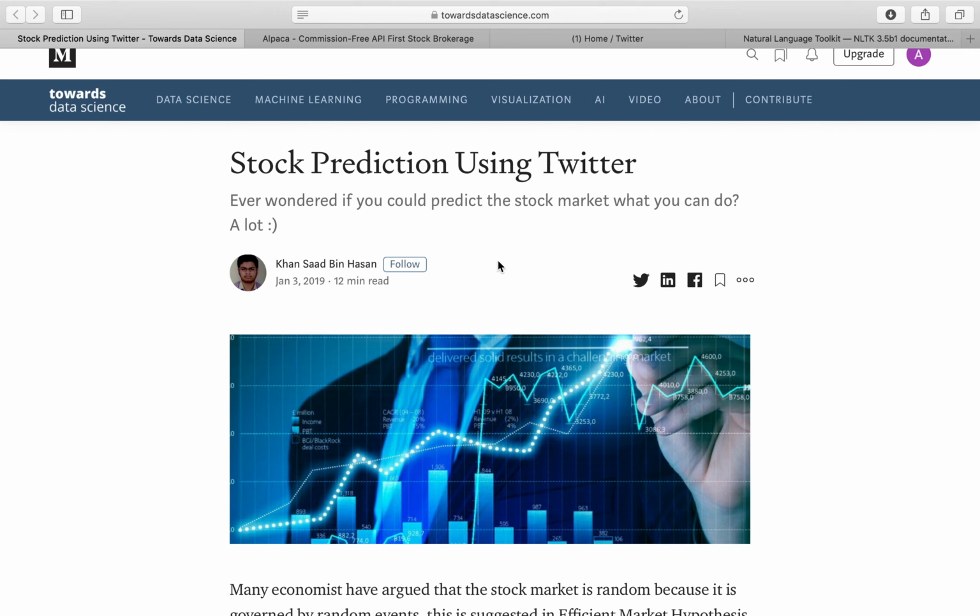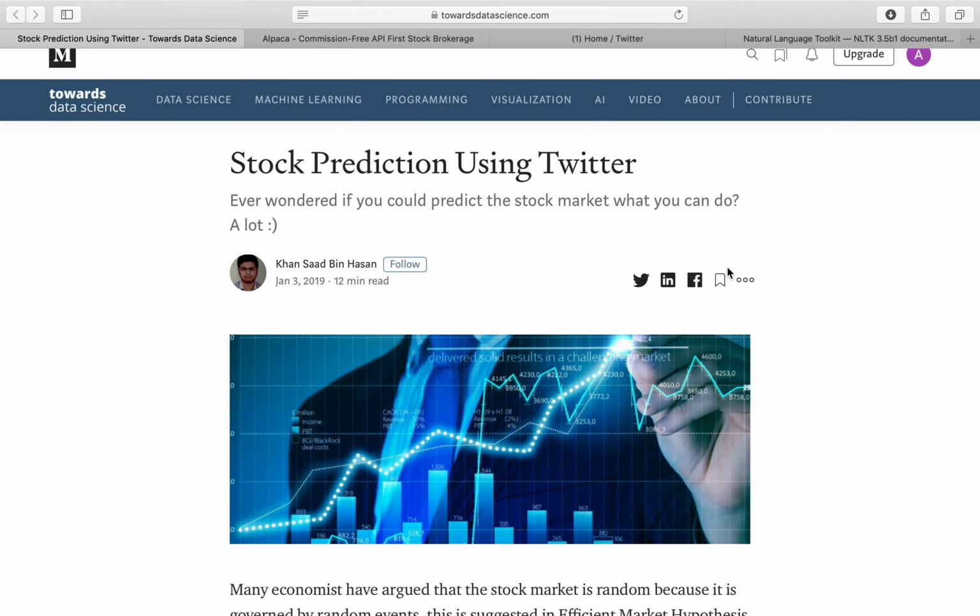For a long time, I've had a fascination with the stock market. And ever since I read this article, I've just been dying to do this. So today what we're going to be doing is building a trading bot using Twitter sentiment to predict the prices. And it's going to be quite simple really.